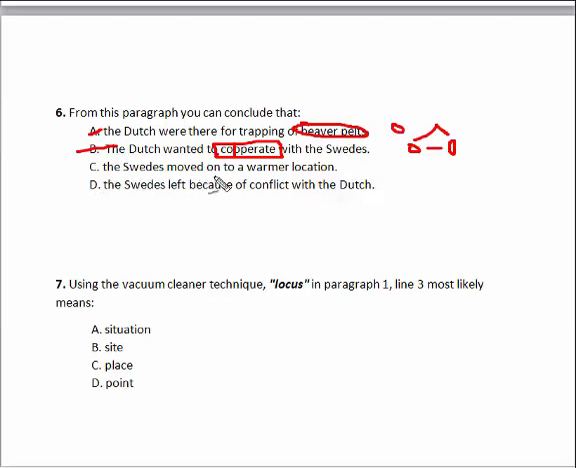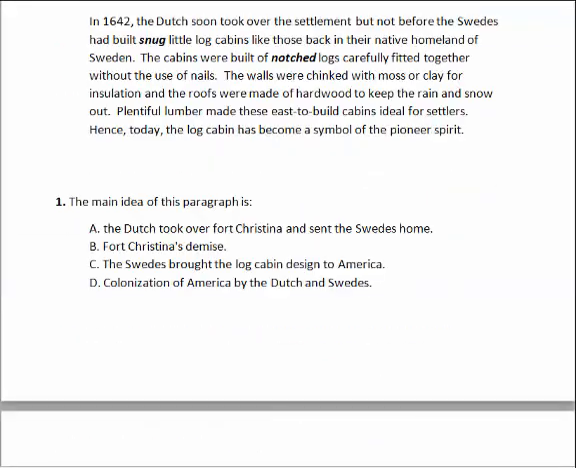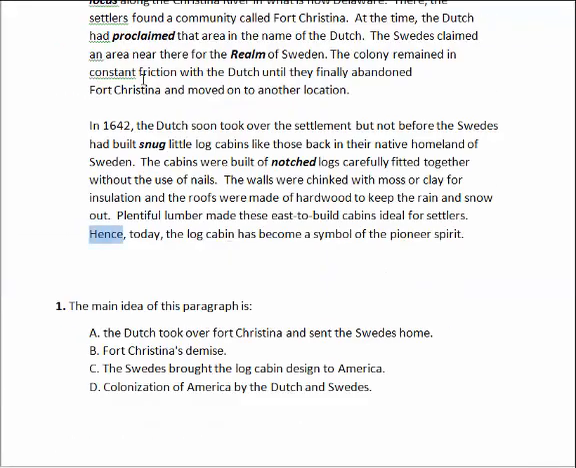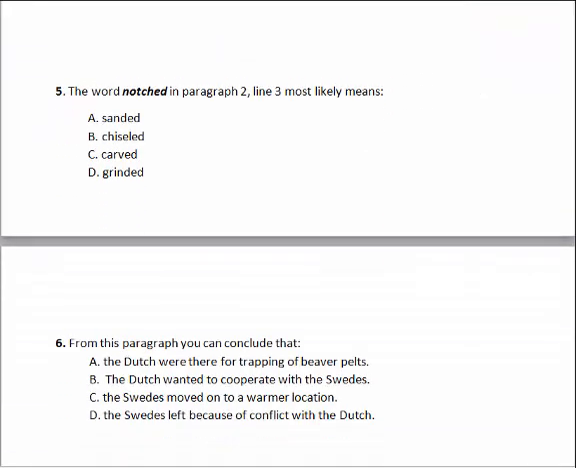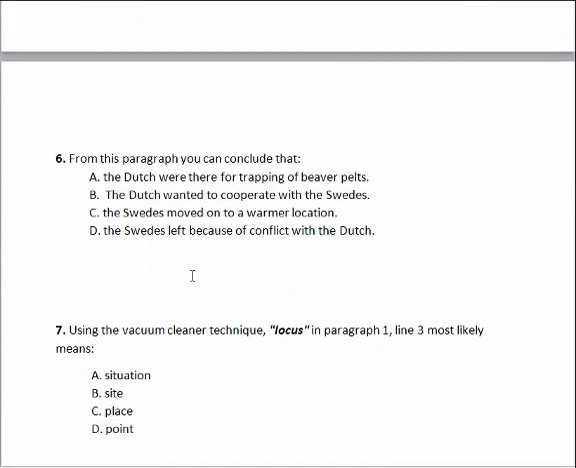C, the Swedes moved on to a warmer location. It never says anything about warmer. It says another location. Why did they leave? Chances are they left because of the friction. D, the Swedes left because of a conflict with the Dutch. Conflict and friction say the same thing. Scooby-Doo style, kids. Correct answer for problem number 6 is going to be answer choice D.